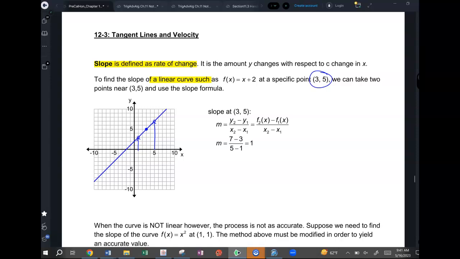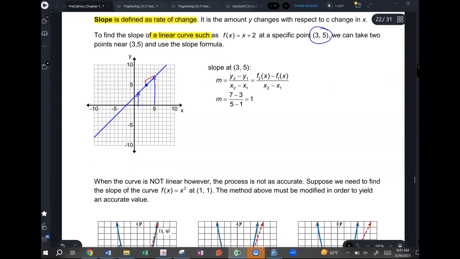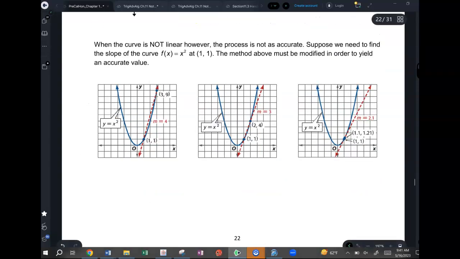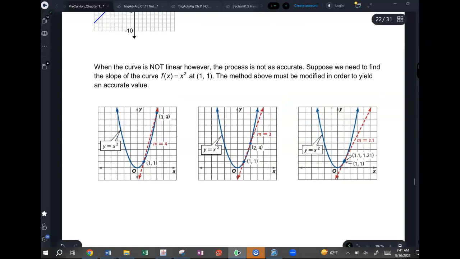Okay, so that's easy. You could have also picked, let's say, this point and that point. It doesn't matter because it's linear and the slope is constant, right? But what if the curve is not linear? Then this process doesn't really work. So if you have, let's say, a parabola like this, you can't really do that, right? So look at this one. We have the function f of x equals x squared, and we want to find the slope of this at the point (1, 1).